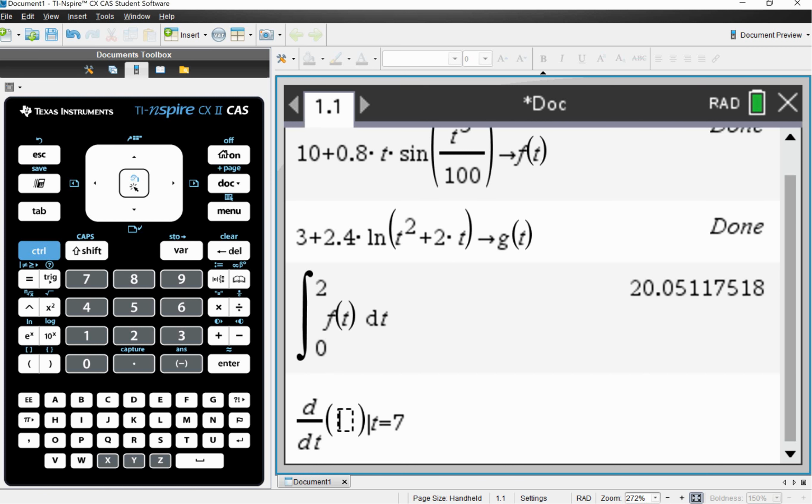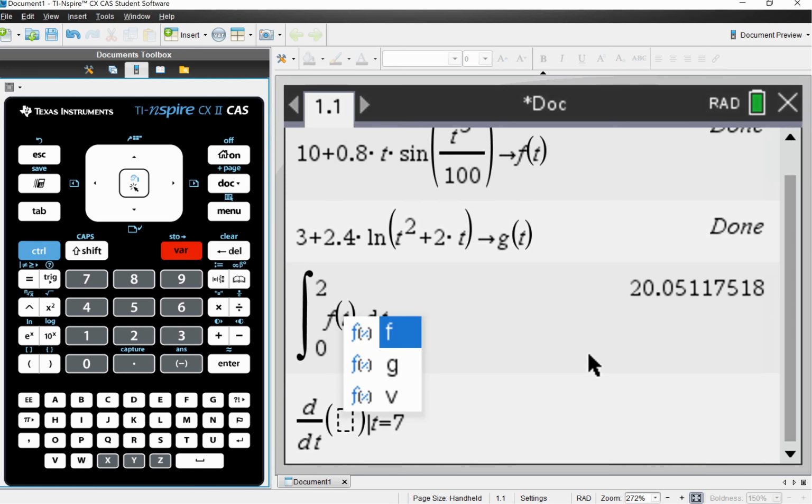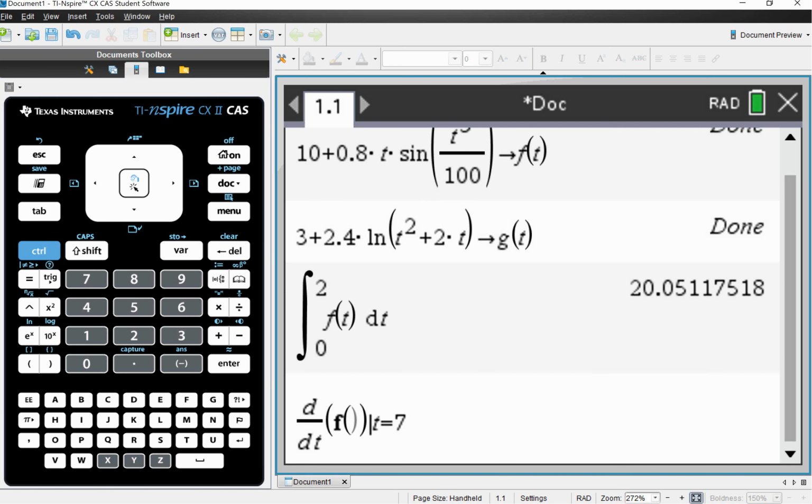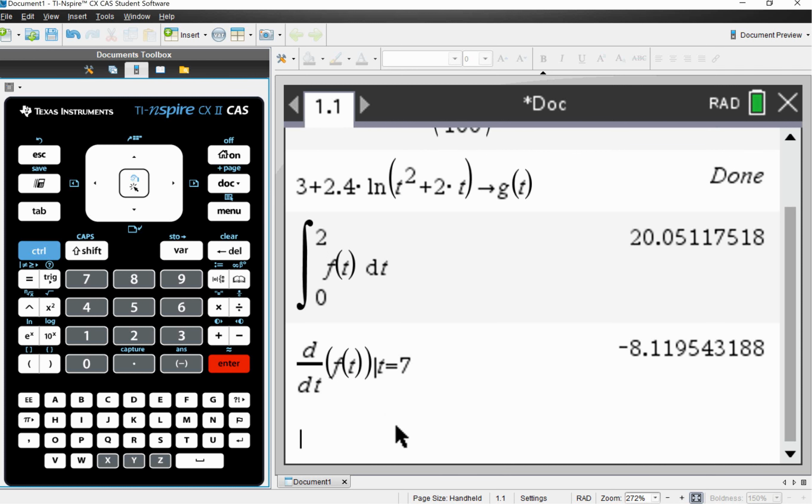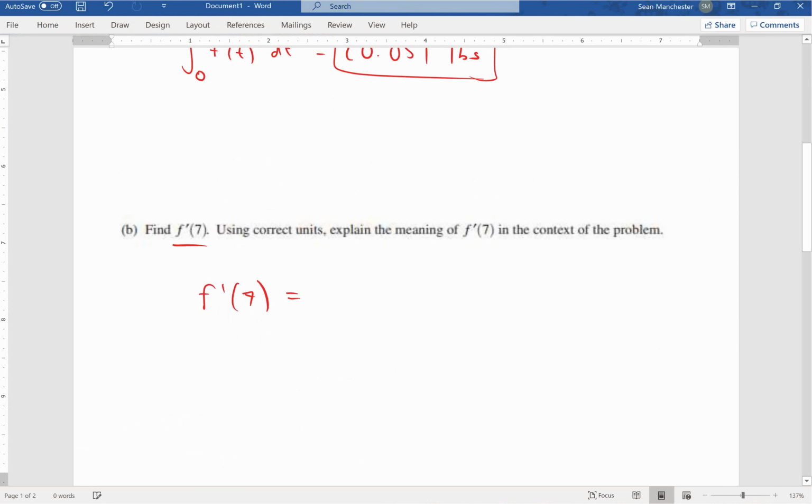and we're finding the derivative of f in particular. We wanted to know f prime at 7, so the derivative of f at 7 equals negative 8.1195. If you round, that'd be 8.120. If we truncate, it'll be 8.119. Both answers are completely correct. Again, since I like to round, we'll say negative 8.120.